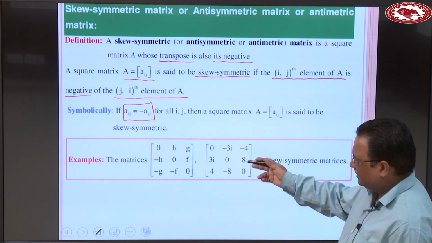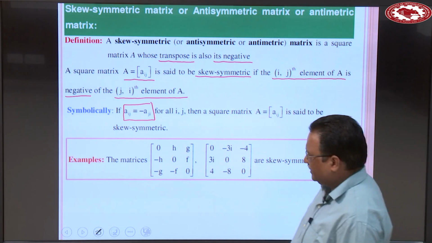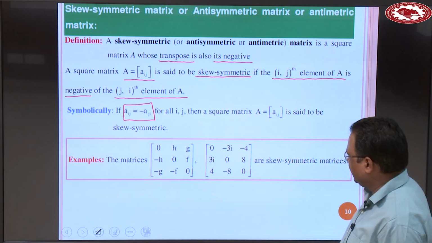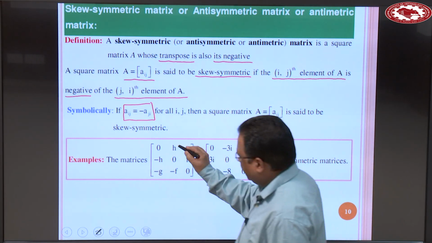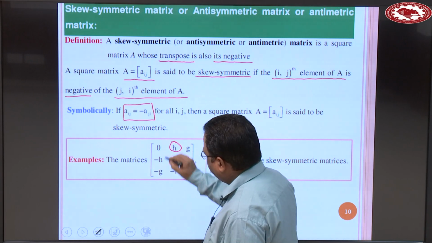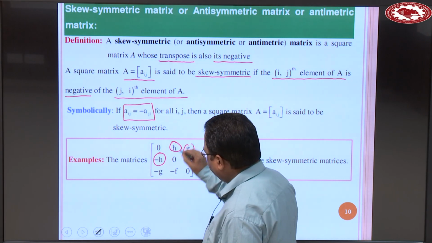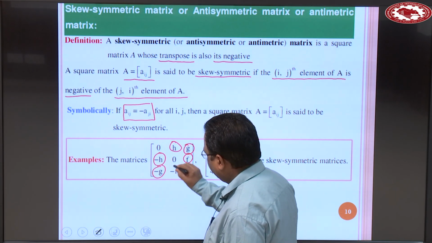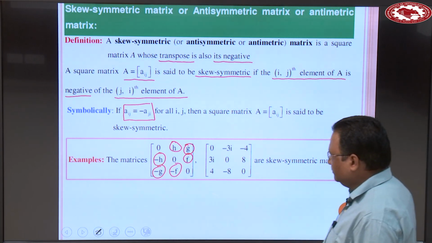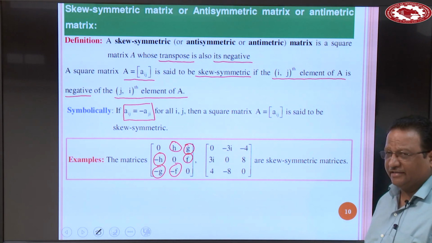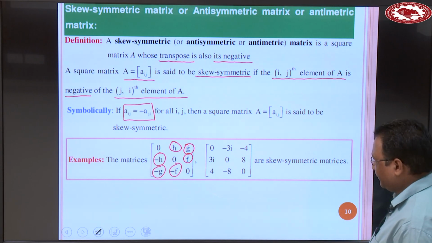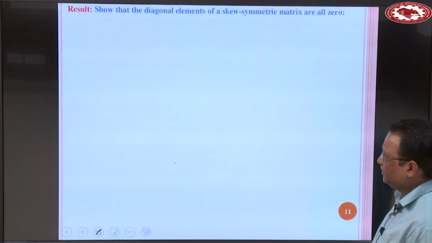For example, this. Okay, the matrices, this one is a skew symmetric. Here H, okay, and here minus H. Here G, here minus G. Here F, here minus F. And you observe that all the diagonal elements are 0. All the diagonal elements are 0.